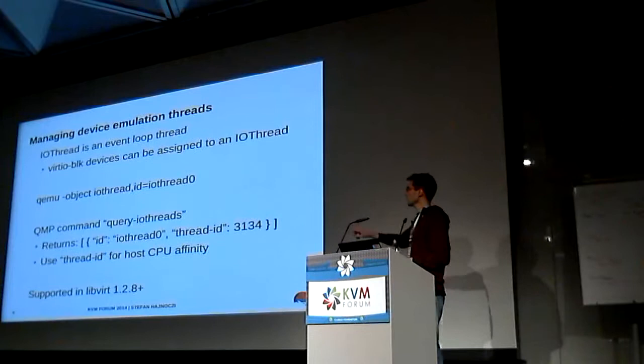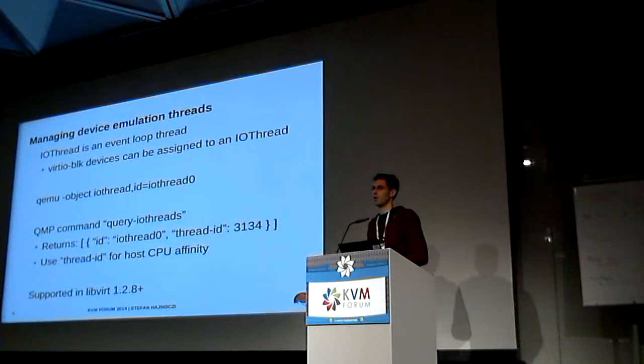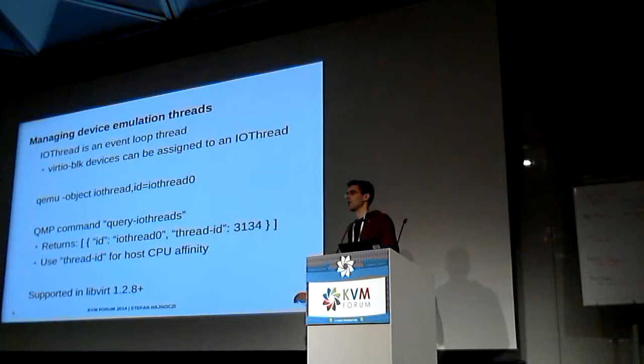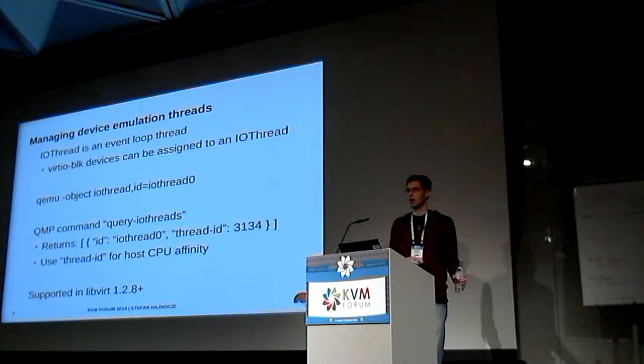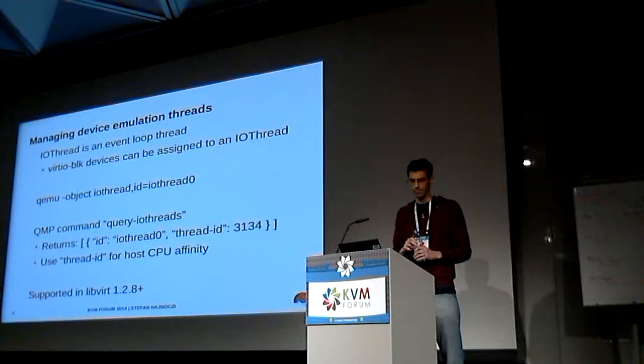Just like the vCPU threads, by the way, there is a QMP command to query and find out the list of threads, get their task IDs. That way you can use CPU affinity to say, I want this IO thread to execute on this host CPU. And people are already using that for vCPUs to make sure that they can pin guest vCPUs onto host CPUs. So you can do the same thing now with IO threads.